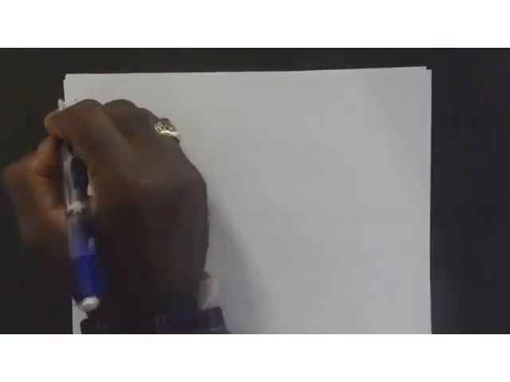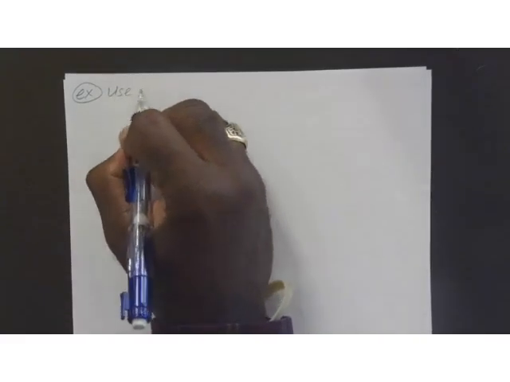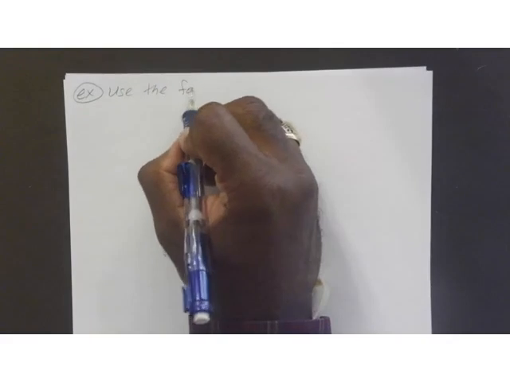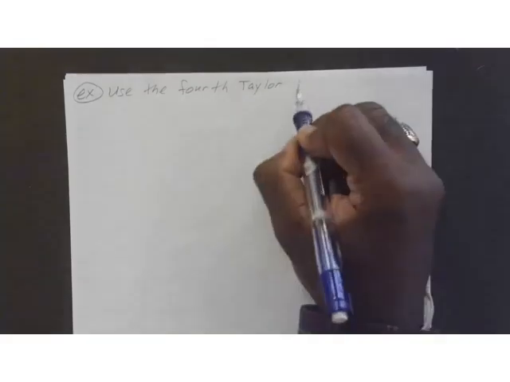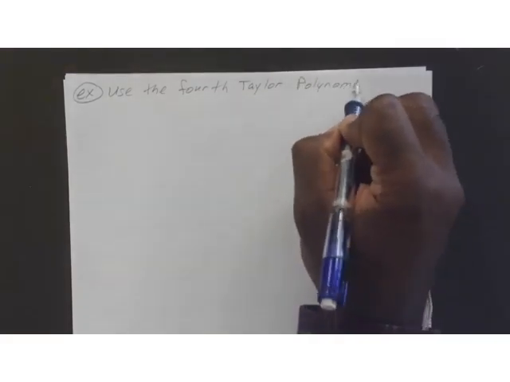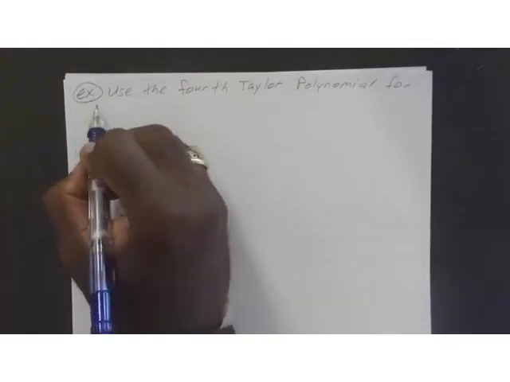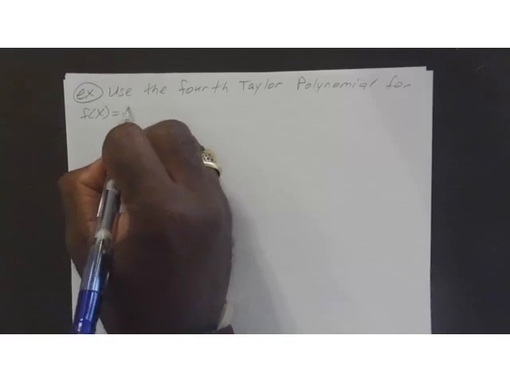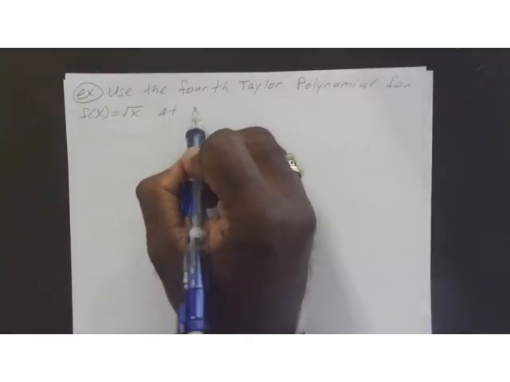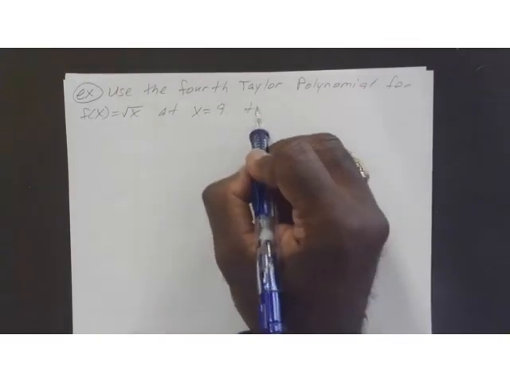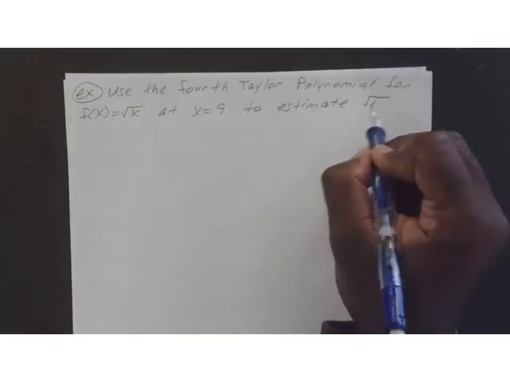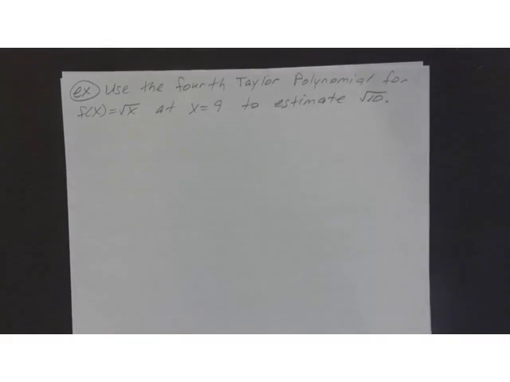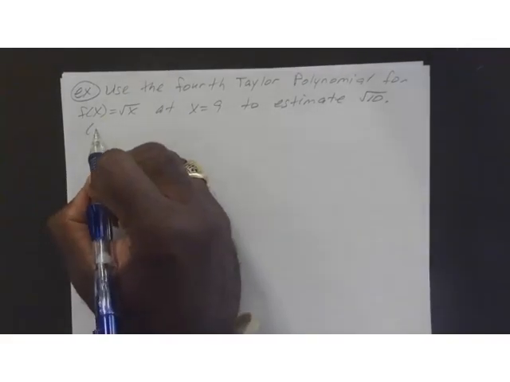So let's say, for example, if we wanted to use the fourth Taylor polynomial for f of x equals the square root of x at x is equal to 9, to estimate the square root of 10. And again, we're going to round to 4 decimal places if necessary.